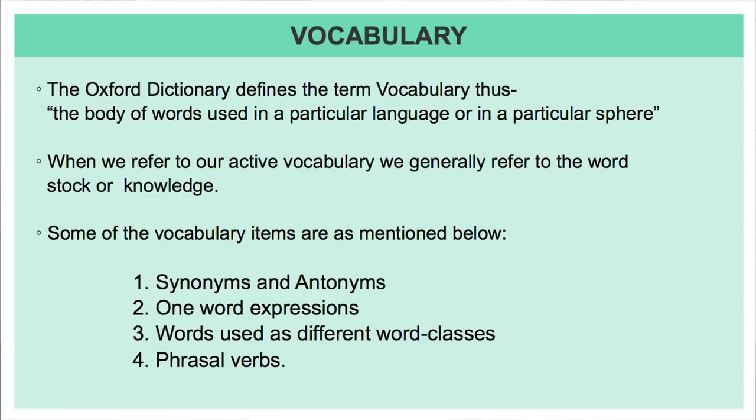Vocabulary. The Oxford Dictionary defines the term vocabulary thus, quote, the body of words used in a particular language or in a particular sphere. When we refer to active vocabulary, we generally refer to the word stock or knowledge that is in use. Some of the vocabulary items are as mentioned below. Number 1, synonyms and antonyms. Number 2, one-word expressions. Number 3, words used as different word classes. And number 4, phrasal verbs.